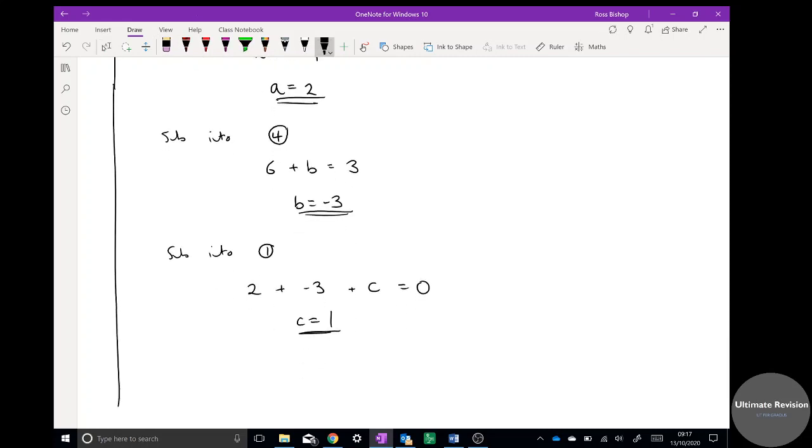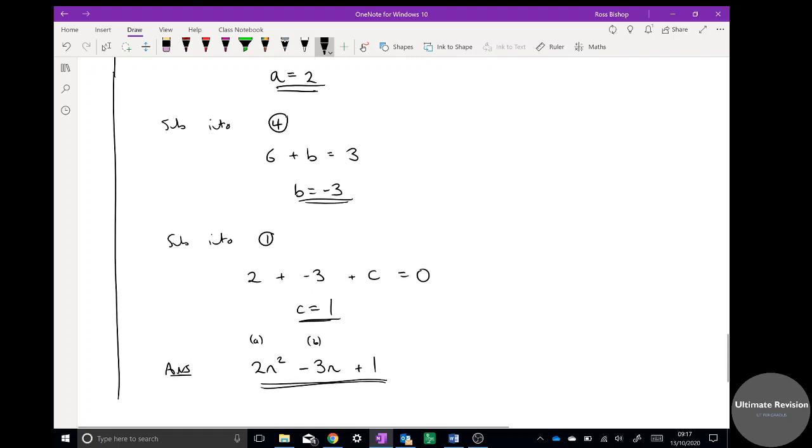Okay, and my answer, because it probably wanted me to actually say what the equation was, it's an squared, so it's going to be 2n squared. The nth term is 2n squared minus 3n plus 1, because that's what a was, that's what b is, and c is 1. That's my equation for this sequence.